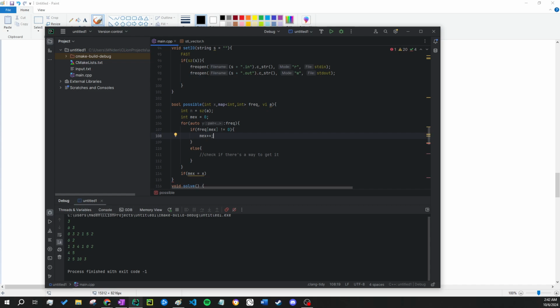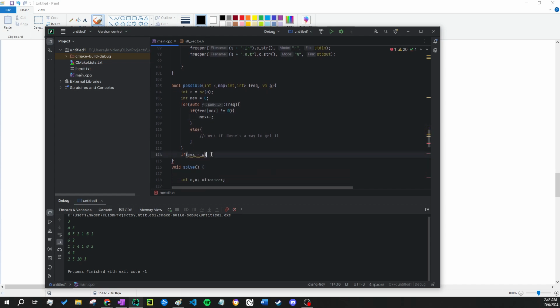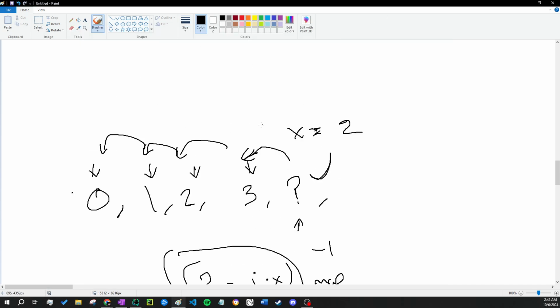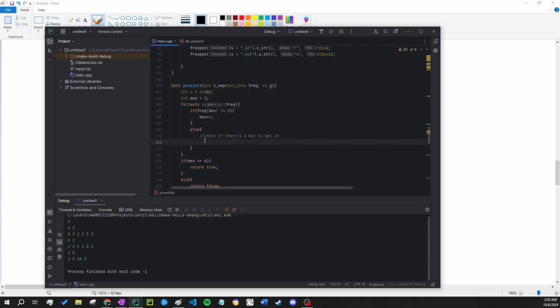So we can just do max plus plus. If it is, then we just max plus plus. If max equals x, that means it's possible, so return false. And we're not assigning, we're just checking if it's equal. Check if it's possible to get it. To check that, we can simply remember the one here where we've got to check if we're basically iterating backwards.